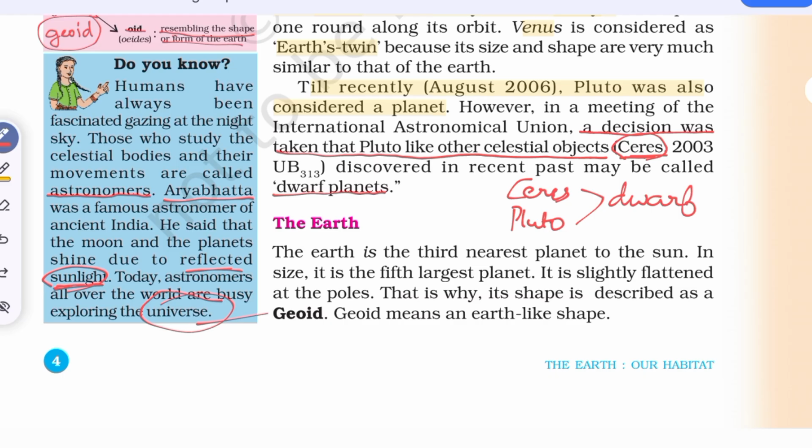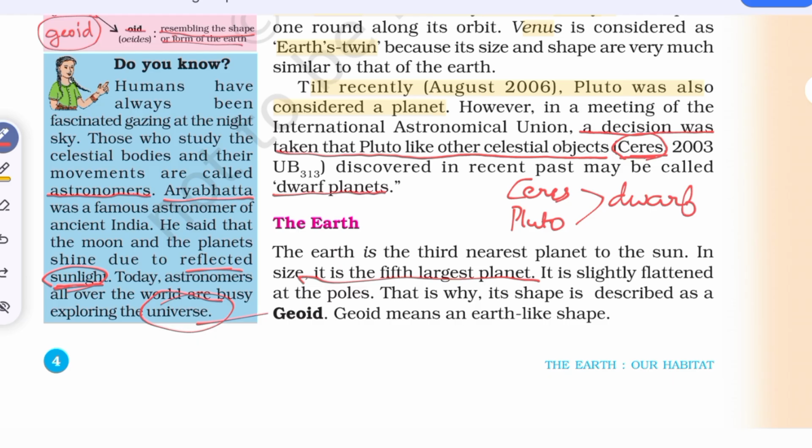The Earth is the third nearest planet to the Sun. In size, it is the fifth largest planet in the solar system.